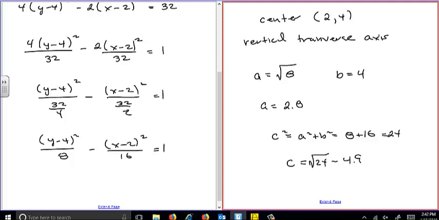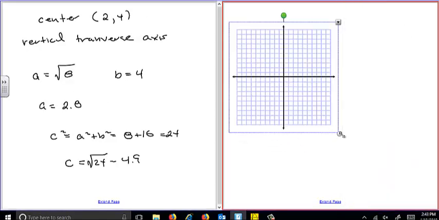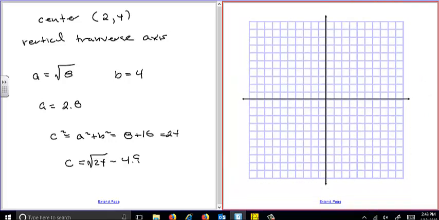Okay, so now we are going to put our graph in here. Yeah, these take a long time. I'm getting tired too, so I sympathize with you. Okay, so we're going to go standard scale here. Center, 2, 4. There you go. We have a vertical transverse axis, and a is 2.8. So we go up 1 to 2.8 and down to 0.8 right there.